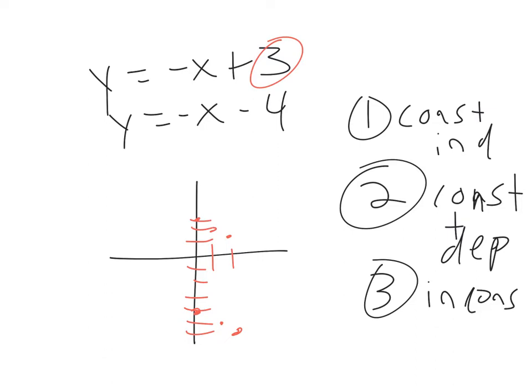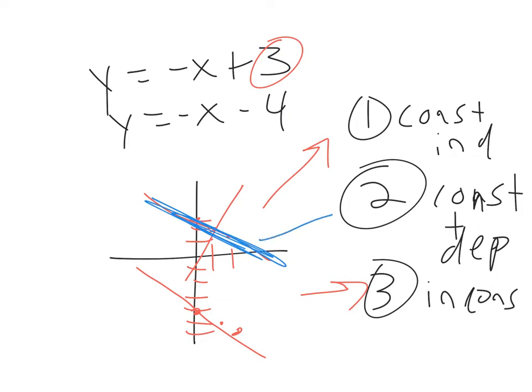And we can see that these aren't going to cross. They're actually going to be parallel to each other. So this one in this case would be inconsistent. Now, if there were two lines that crossed, they'd be consistent and independent. And if they were the same exact two lines, they'd be consistent and dependent.